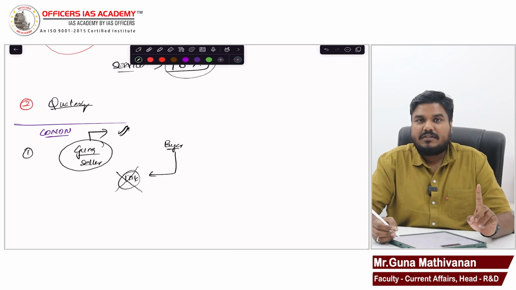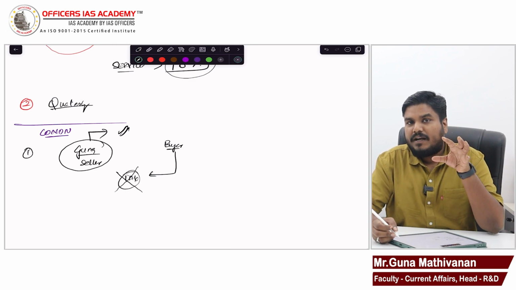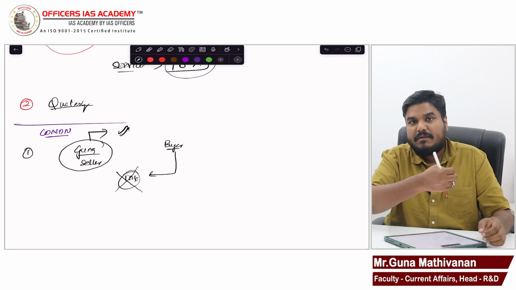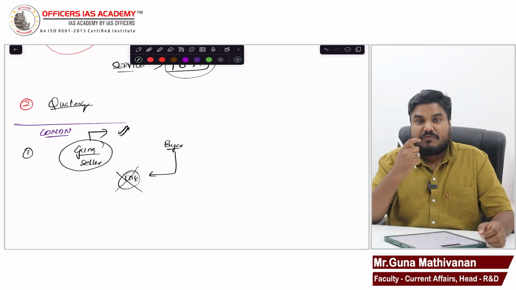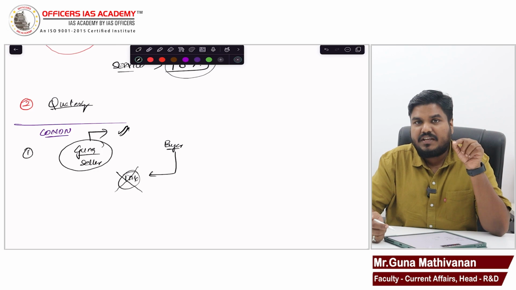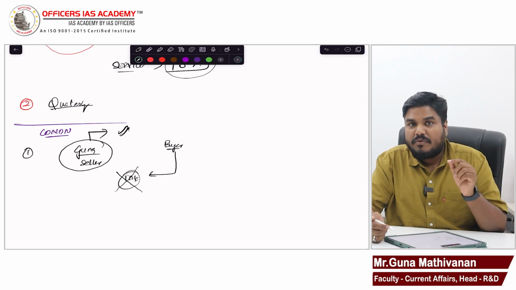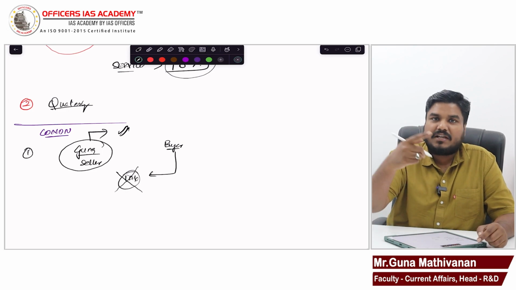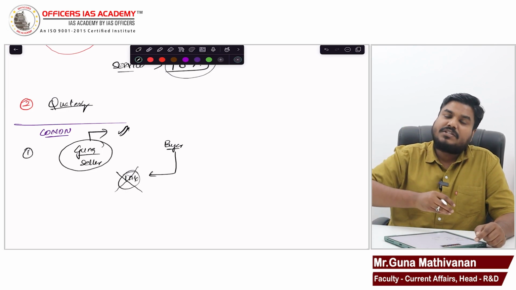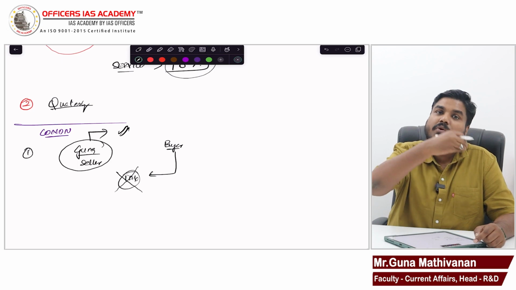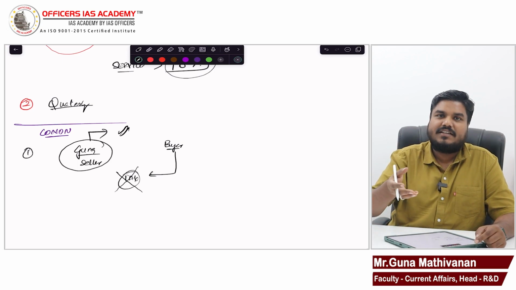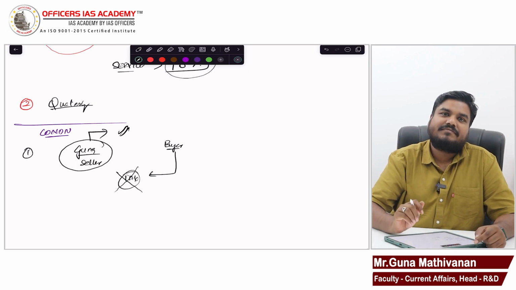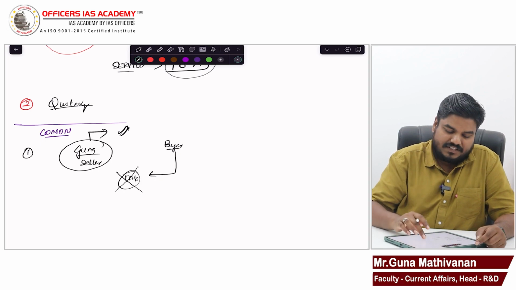So condition number one, the taxes usually will be paid by the buyer. But if the seller is a composition scheme beneficiary, then the seller should not collect the tax from the consumer. Rather, the seller should pay the tax from his or her own pocket. If Guna is the seller, I have to pay the taxes. This is the first condition.